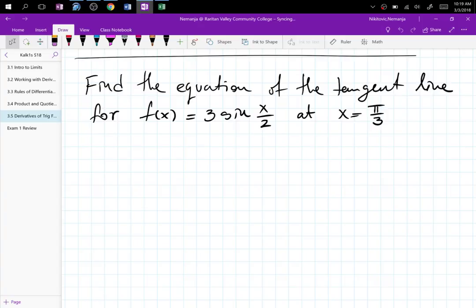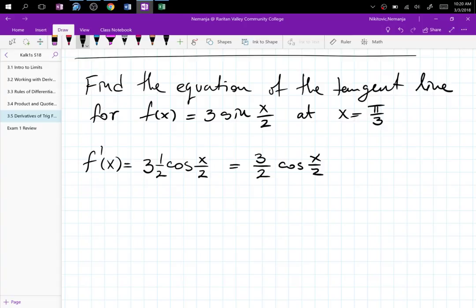All right, so we need the derivative first. The derivative would be, copy the constant. The derivative of sine is cosine of x over 2, and then that a is 1/2 goes in front. So the total derivative over here is 3/2 cosine of x over 2.